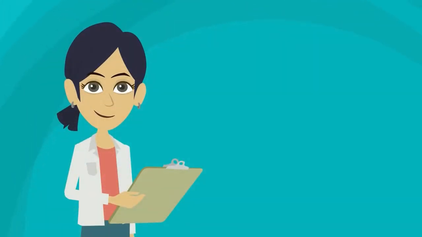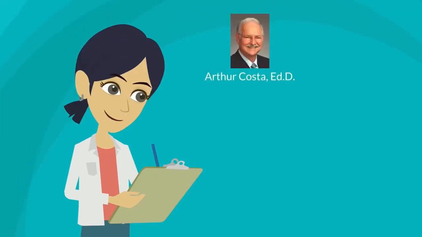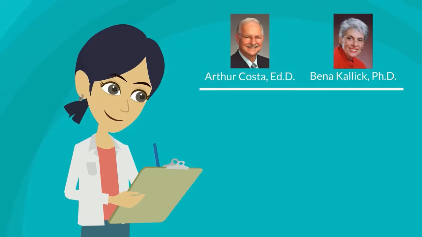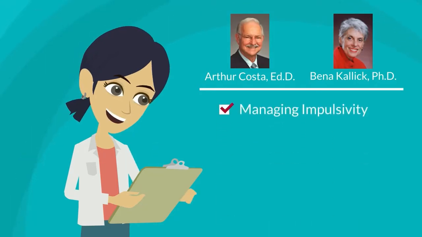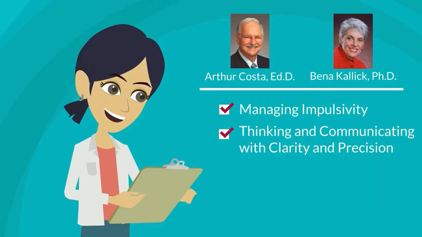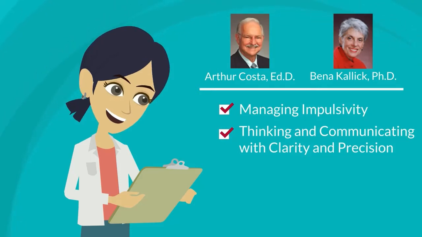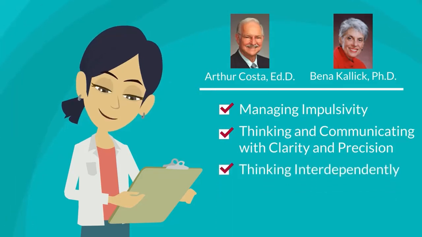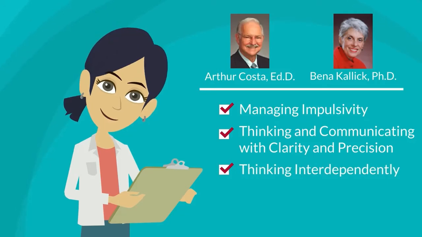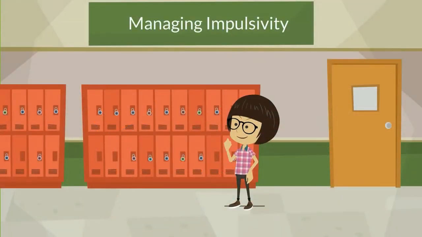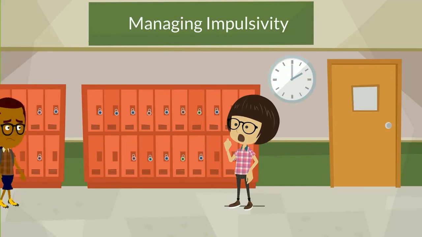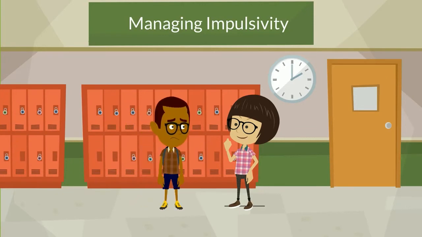So, what else is involved in effective peer assessment? Arthur Costa, EdD, and Bena Kallick, PhD, have described 3 habits of mind that are directly tied to peer assessment: managing impulsivity, thinking and communicating with clarity and precision, and thinking interdependently. Managing impulsivity means taking the time to consider options before speaking or acting, and being thoughtful and considerate of others.